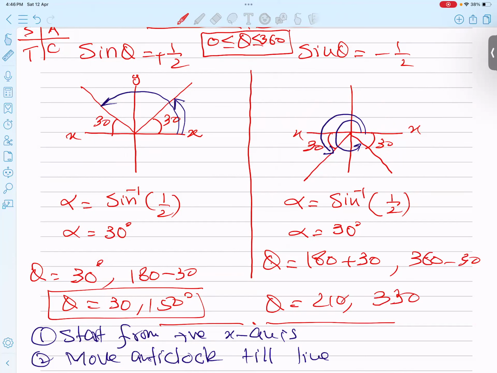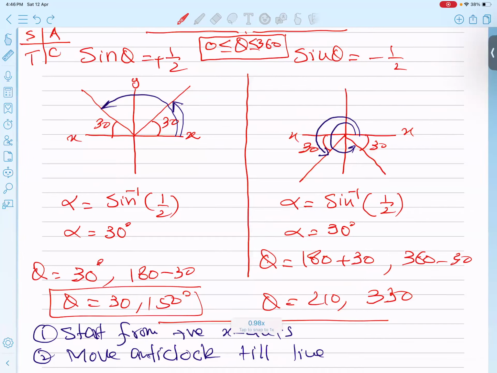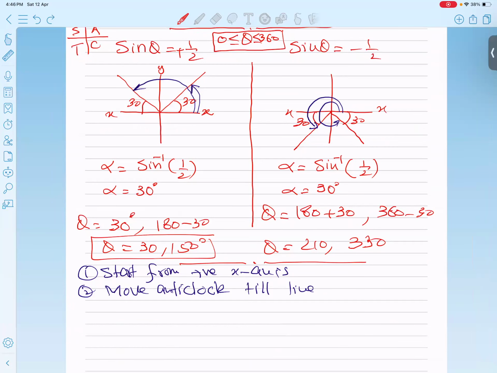Now do you want to check it? Plug in 210 in place of theta. Sine 210 will give you negative half for sure. And plug in 330 here, it will give you negative half once again. I believe you understood very well. Now I'm giving two questions to practice: sine theta equals root 3 by 2, and sine theta equals negative root 3 by 2.